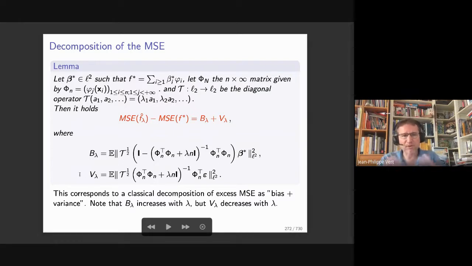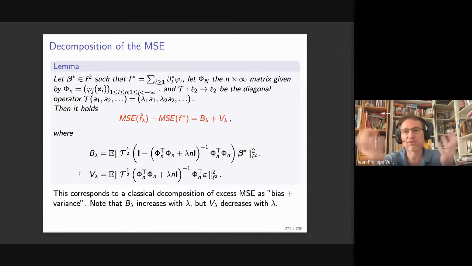Right, so we recover standard notions of bias and variance, and in particular, there is a trade-off between b and v when you move lambda. For small lambda, you don't regularize much, so you have a small bias but potentially a large variance. For large lambdas, you create some bias, so b lambda increases, but the variance decreases. This is the mathematical translation of finding the trade-off between bias and variance by moving lambda.